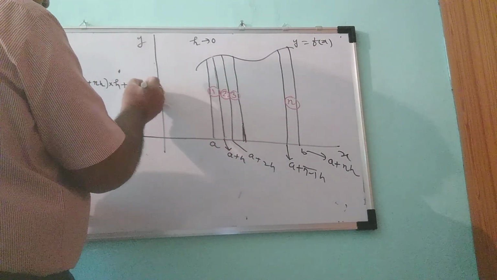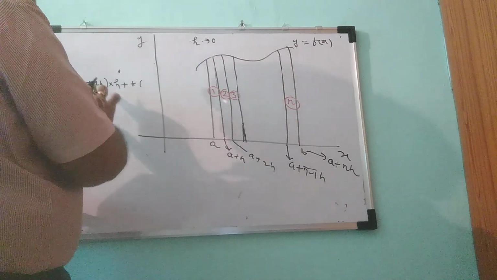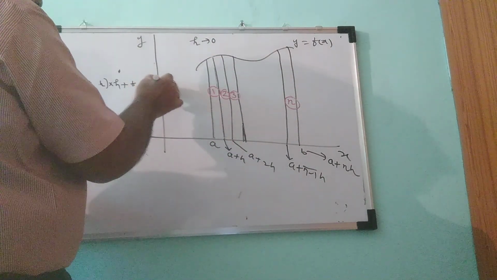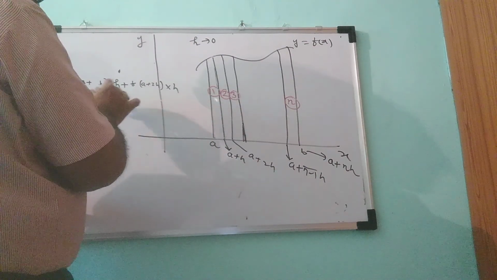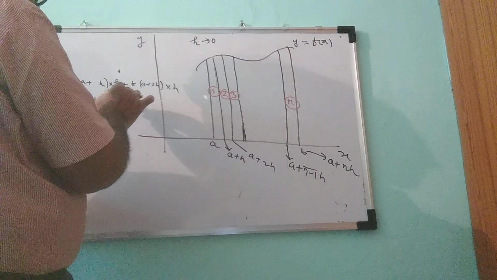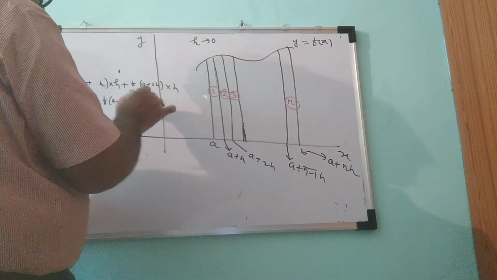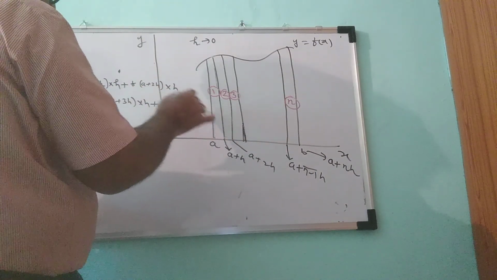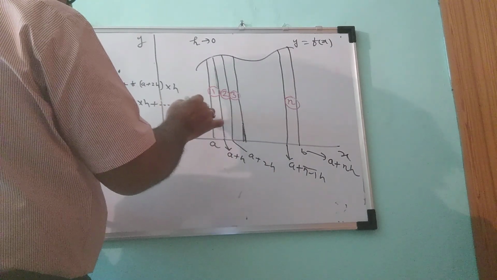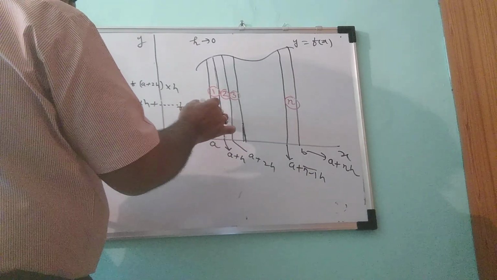f of a plus 2h into h. Third one, f of a plus 3h into h. In this way, the last rectangle will be f of a plus nh into h.